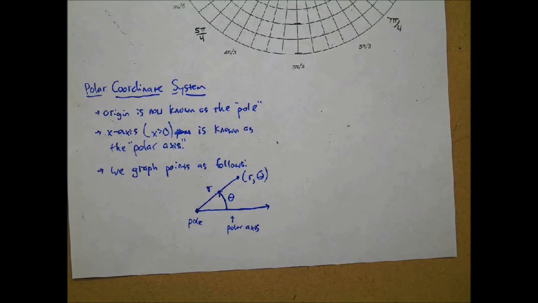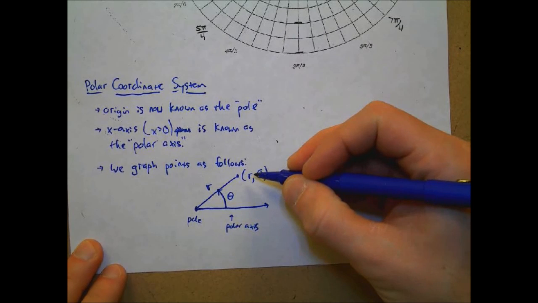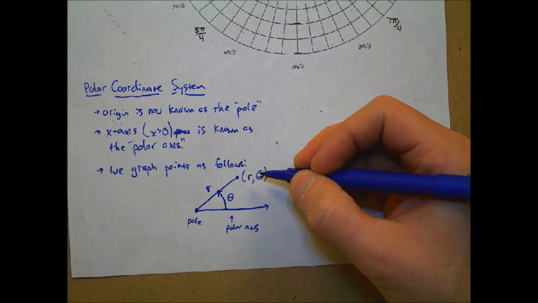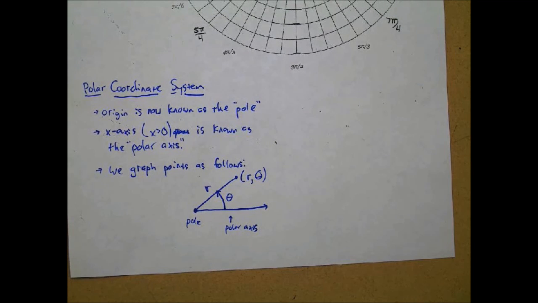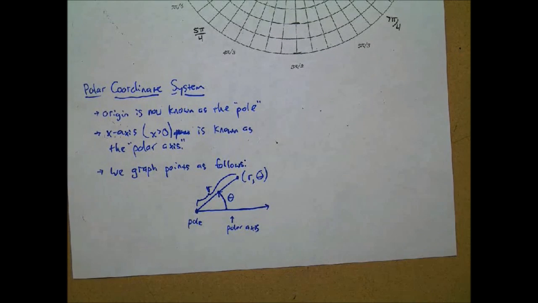So no longer is the first number going to be how you move left and right, and the second number how you move up and down. Instead, the second number is how much you rotate, and the first number is how far you extend in that direction, how far out you go. So r is for radius. Is that the line? Yeah, that is the distance r there. And that's how we're going to locate points.